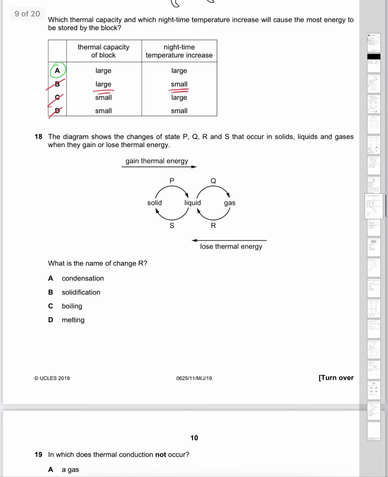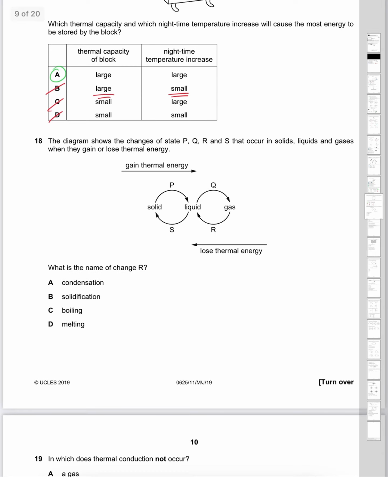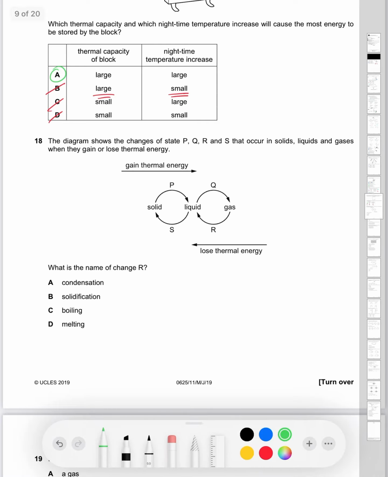Question 18 says, the diagram shows the change of state P, Q, R, and S that occur in solids, liquids, and gases when they gain or lose thermal energy. Before I even answer the question, solid to liquid is obviously melting. Liquid to gas would be evaporation. Liquid to solid would be freezing. And gas to liquid would obviously be condensation. So that would rule out choice D, C, and B, which would leave us with change R, which is right there, condensation. Choice A.